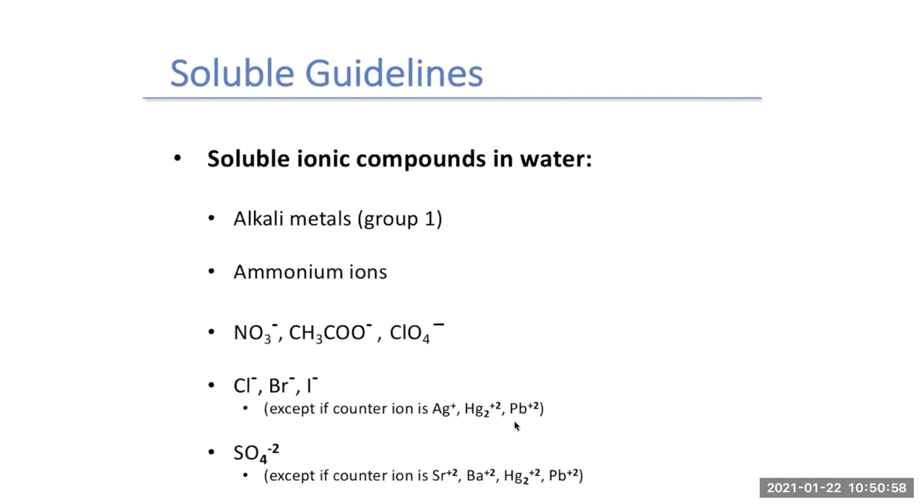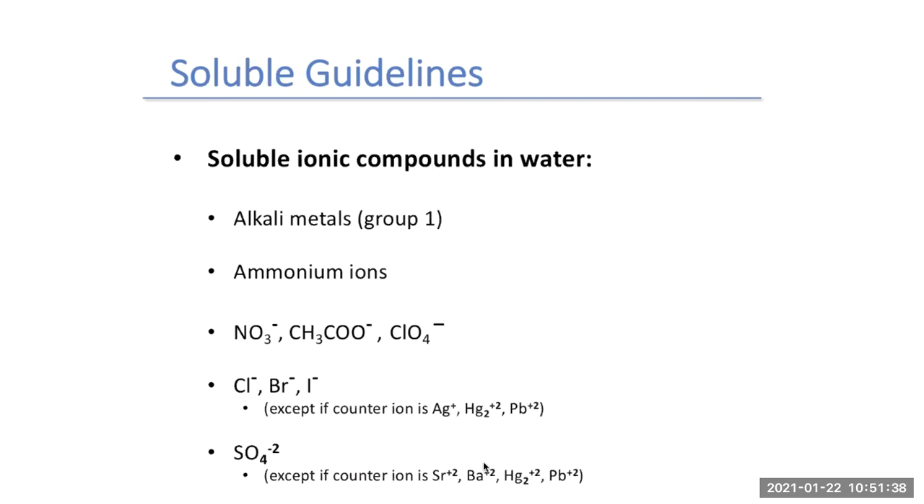A slightly neater form for figuring out the guidelines. If it's an alkali metal, so if it's part of group 1, it's going to be soluble. If it's ammonium, it's going to be soluble. If it's nitrate, acetate, or perchlorate, then it's going to be soluble. If it's chloride, bromide, or iodide, as long as it's not one of these exceptions, then it'll be soluble. Sulfate, usually soluble, except for these exceptions. So here's a nice little list compared to the flowchart. Whichever one works best for you, go for that.